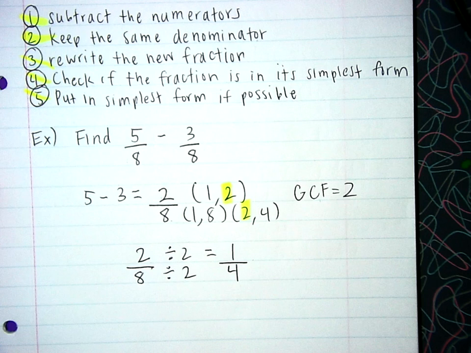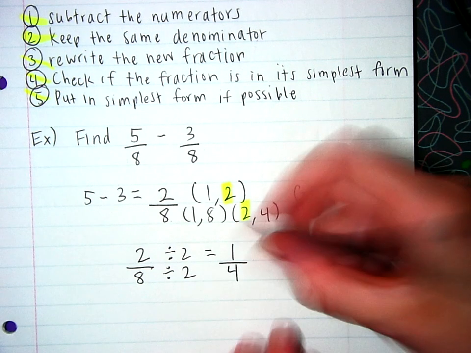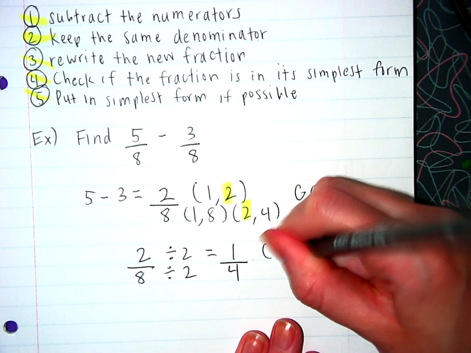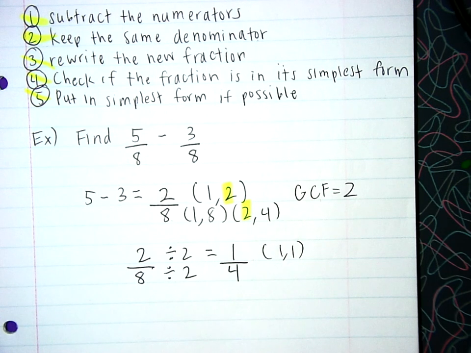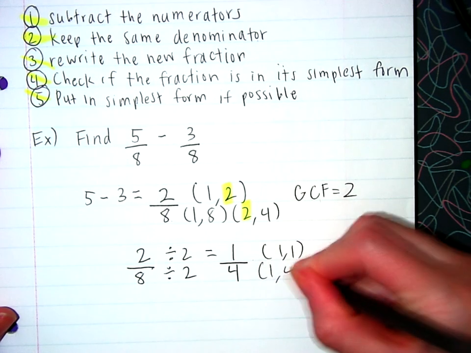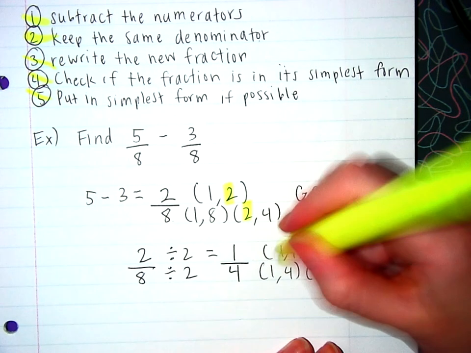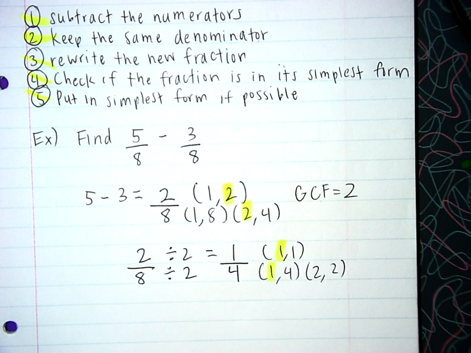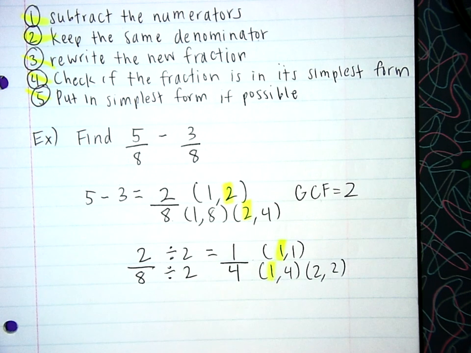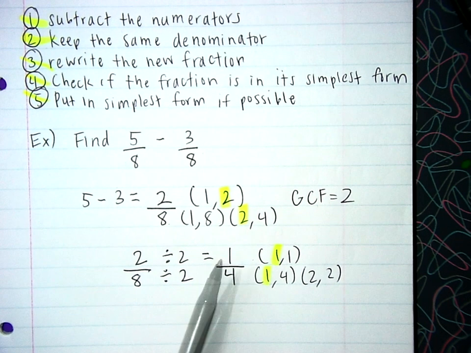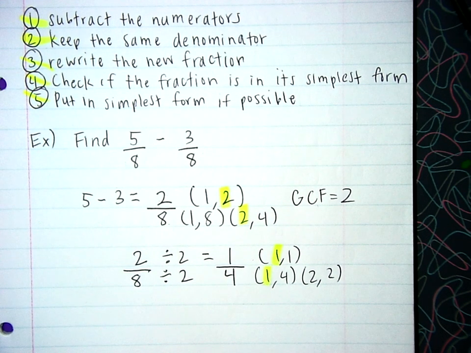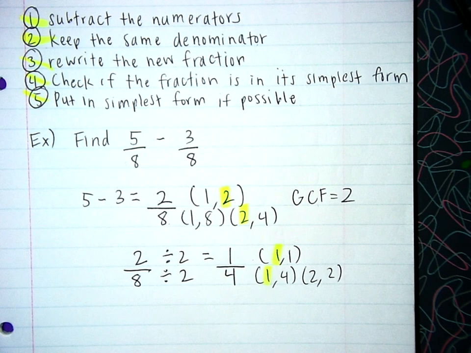So just to double check to see if it is in its simplest form, let's go ahead and write all the factors. So for factors of 1, it's just 1 and 1. Then for 4, we have 1 and 4, and 2 and 2. The only factor that they share is 1. So 1 over 4 is the answer in its simplest form. You went through all 5 steps, and this would be your final answer of 1 over 4. And that is how you subtract like fractions. Same thing as the addition. The only difference is that now instead of adding with the operation, now you're subtracting.